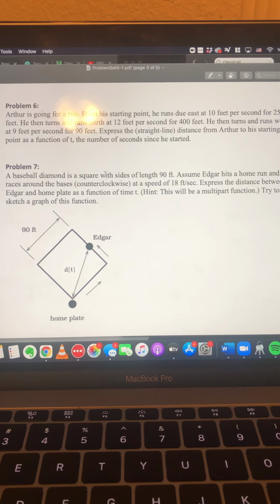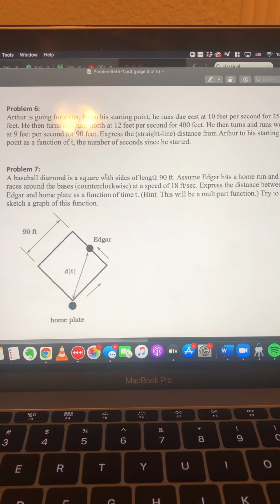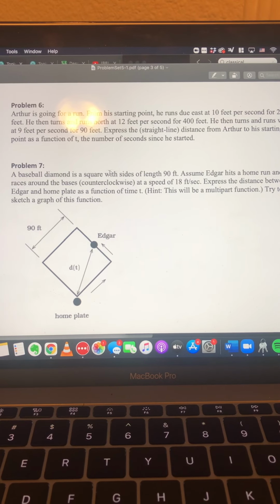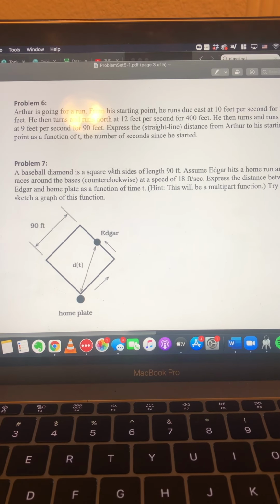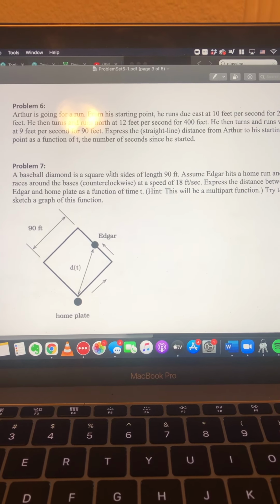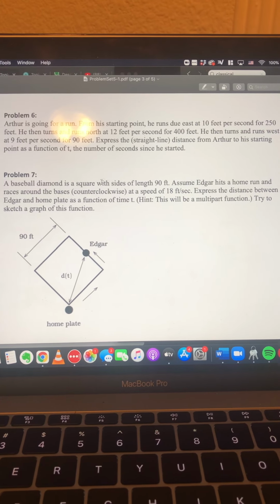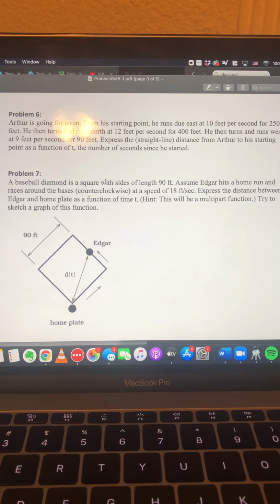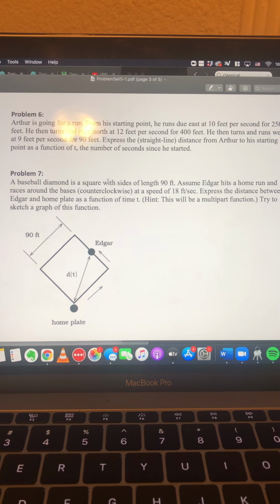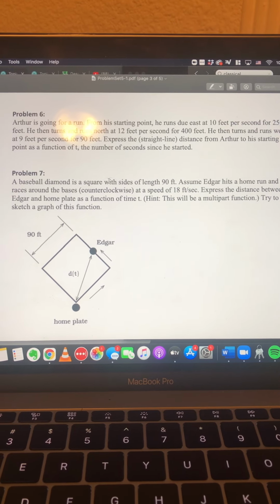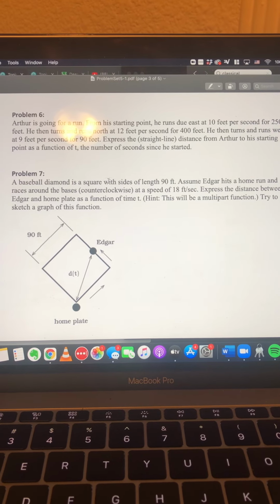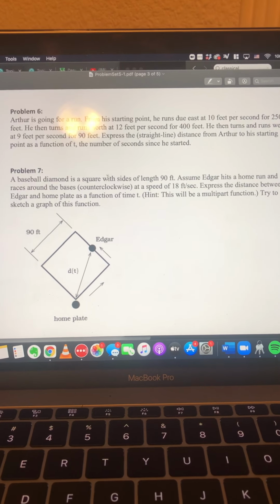Problem 7 of set 5 gives us a baseball diamond with sides of 90 feet. It has Edgar, who's up to bat, running a home run at 18 feet per second. It wants us to express the distance between Edgar and home plate as a function of time t. It's going to be a multi-part function, and then we have to try to sketch the graph of the function.